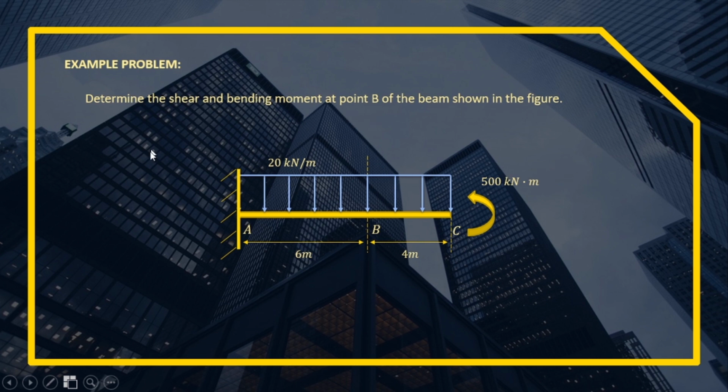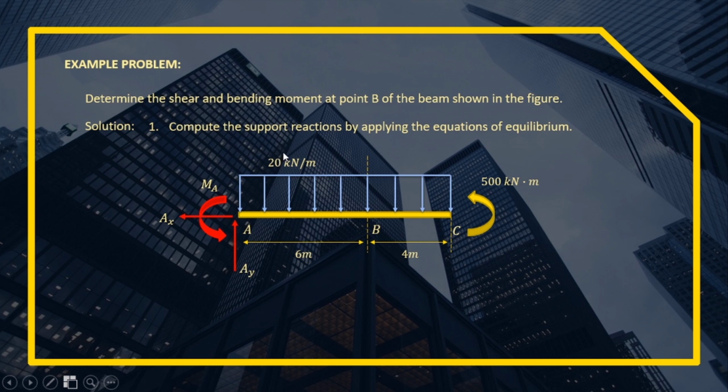So for the example problem, determine the shear and bending moment at point B of the beam shown in the figure. We have a cantilever beam which is fixed supported at A and free at end C. What we are looking for here is the location at point B. So what are the shear and bending moment here? Let's solve it. Step number 1, we will compute the support reactions by applying the equations of equilibrium.